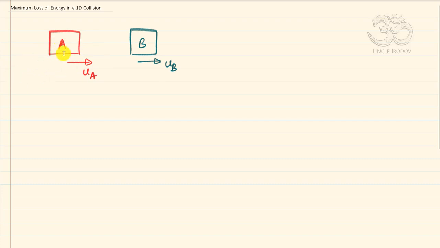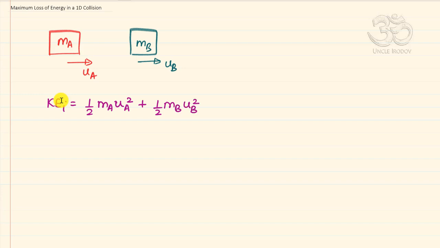you can find out the initial KE of A and KE of B, and you can add them up to get the total KE of the system initially. So let us say A has a mass MA. So if A has a mass MA and if B has a mass MB, then I can find out the total KE initial. KE initial is going to be half MA UA square plus half MB UB square.